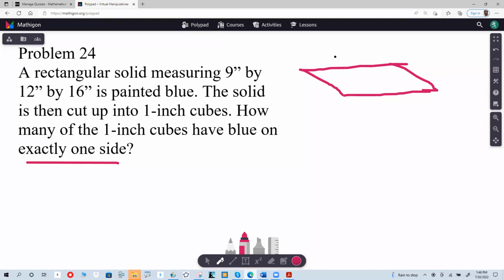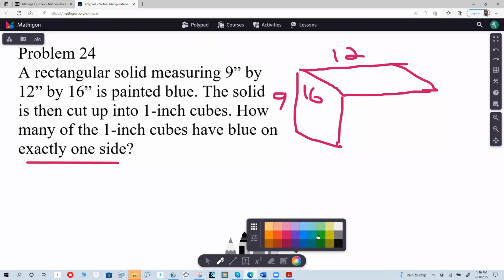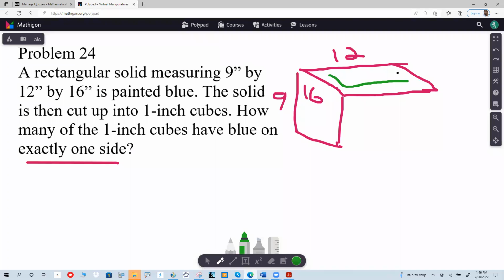Okay, you're going to say this is 12, this is 16, and this is, let's say it really doesn't matter, 9. So all these guys in the middle, take your 12, subtract 2, you get 10. Take your 16, subtract 2, you get 14. So 14 times 10 is going to be 140. So 140, I'm going to multiply it by 2 because there will be two faces.